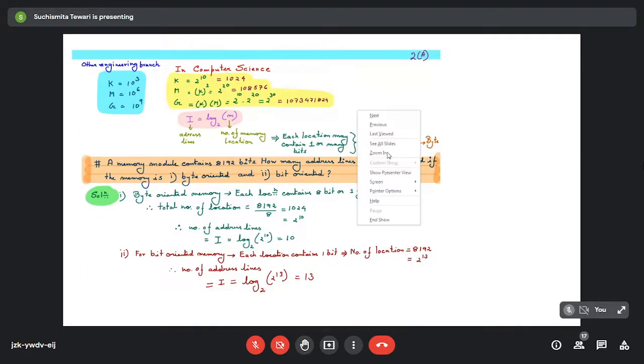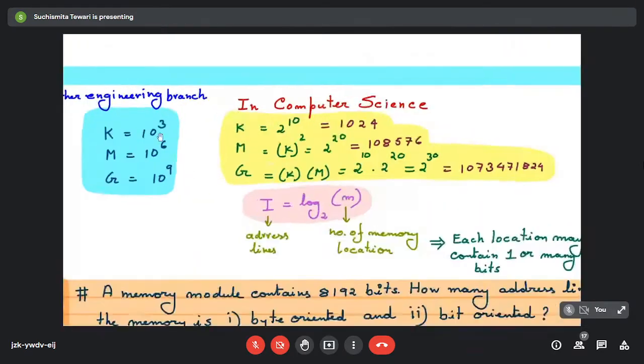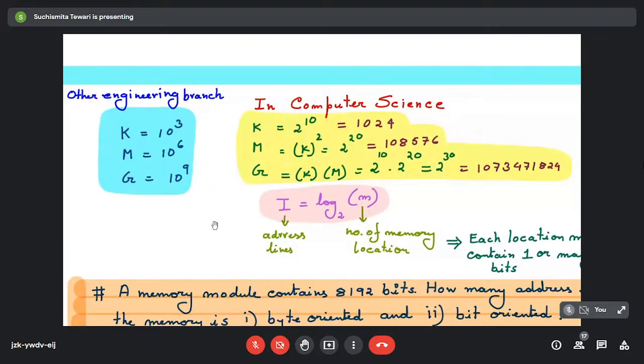Now I would like to recapitulate something. You already know this. When you are not dealing with digital electronics or computer science, by K or kilo you understand it is 1000, that is 10 to the power 3. By mega, you understand 10 to the power 6. By giga, you understand 10 to the power 9. Basically, what is mega? It is nothing but kilo squared, that is 10 to the power 3 whole squared, which comes down to 10 to the power 6. And what is giga? Giga is nothing but the product of kilo and mega. If you multiply kilo and mega, you get giga, that is 3 plus 6, which is 9. So 10 to the power 9.